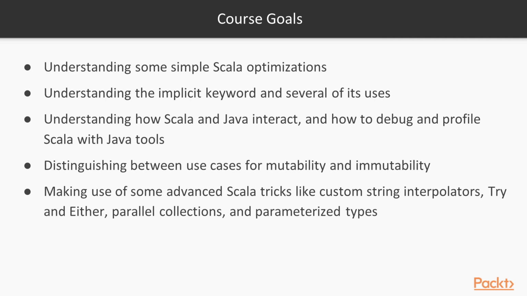how to distinguish between use cases for mutability and immutability, and finally making use of some of these more advanced Scala ideas like custom string interpolation, try and either, parallel collections, and parametrized types. I hope that piques your interest. In the next video, we'll discuss recursion and specifically the tail rec annotation.